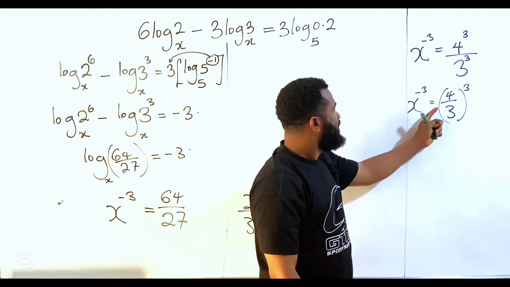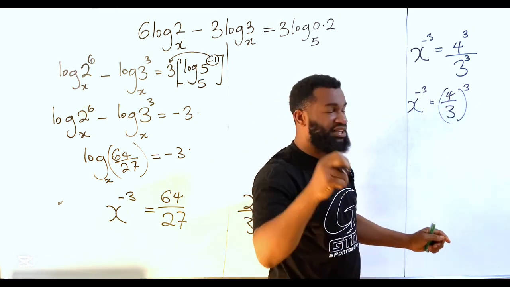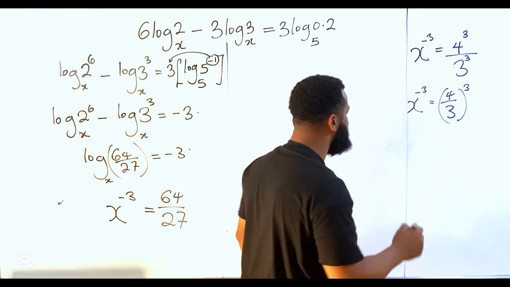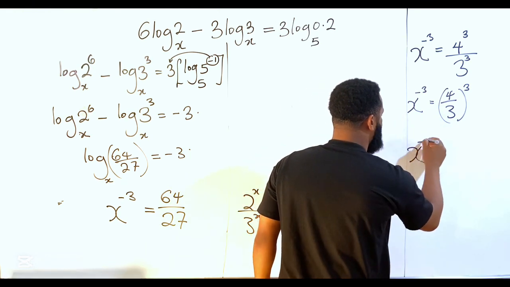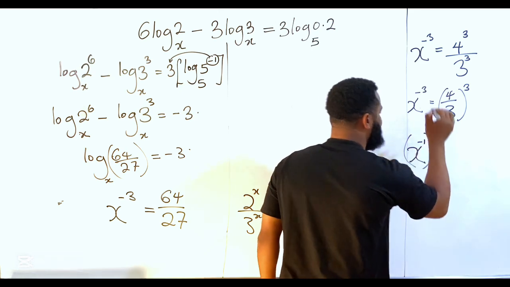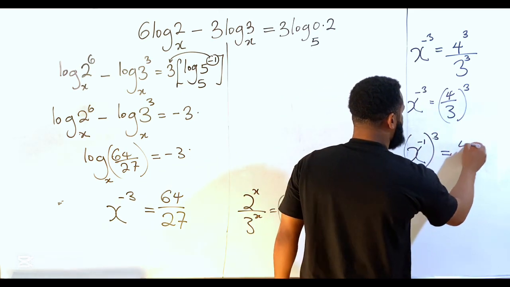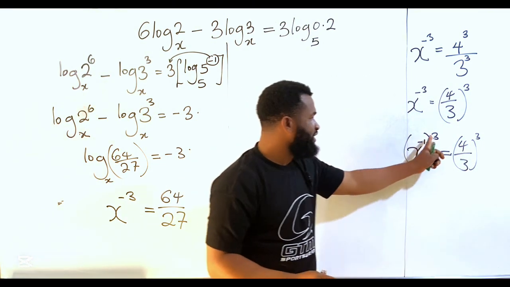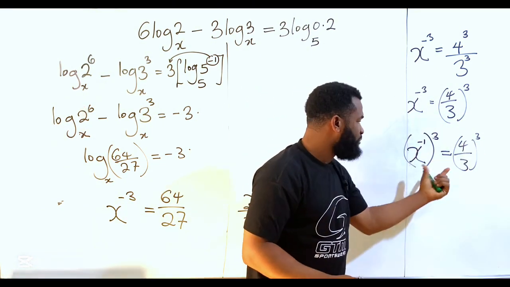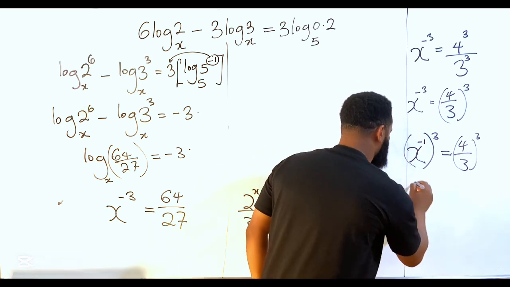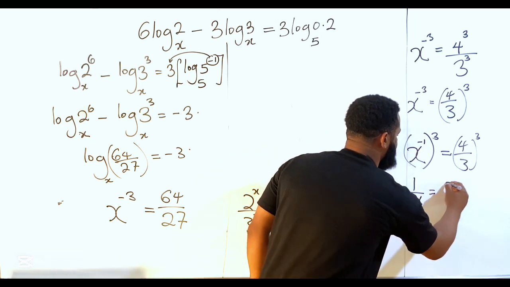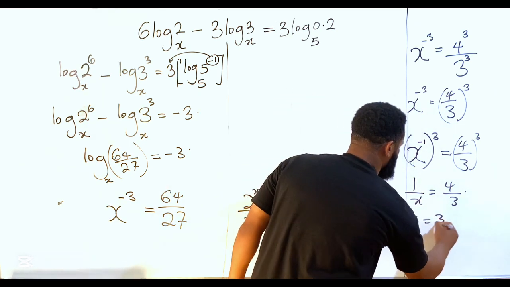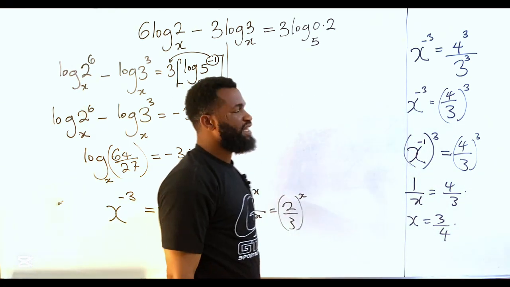Now, since their powers are the same, remember they are not the same. This is minus 3 and this is 3. So I can't just conclude. See what I will do. I'm going to have x raised to power minus 1 all raised to power 3, which is equal to 4 over 3 all raised to power 3. So at this point, since their powers are the same, I'm going to equate the base. So I'm going to have that 1 over x is equal to 4 over 3. So simply put, x is 3 over 4. That is the final answer.